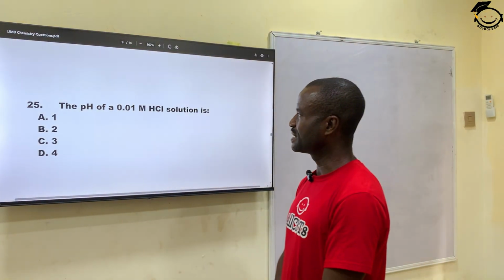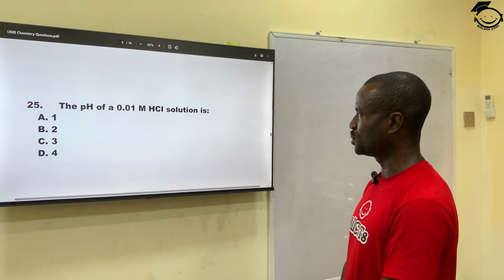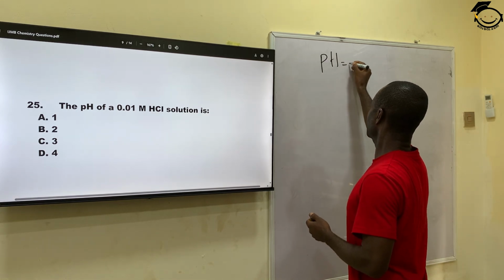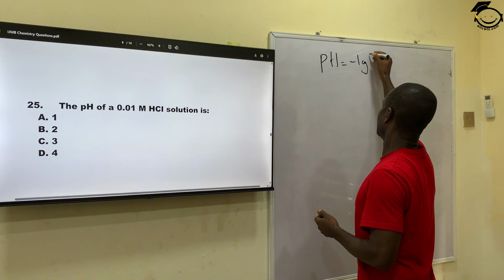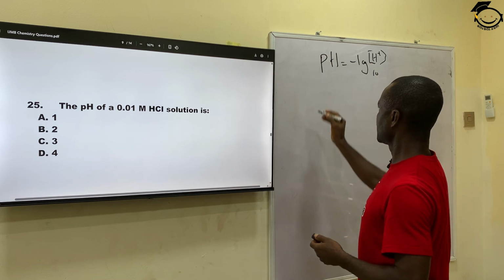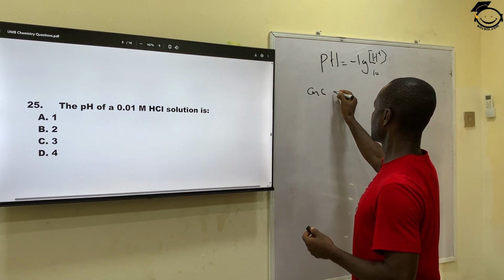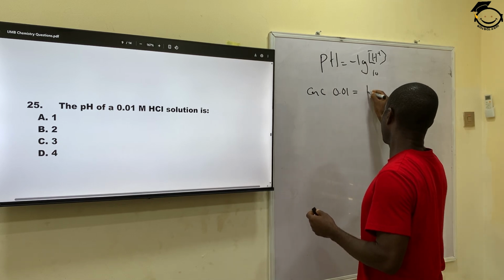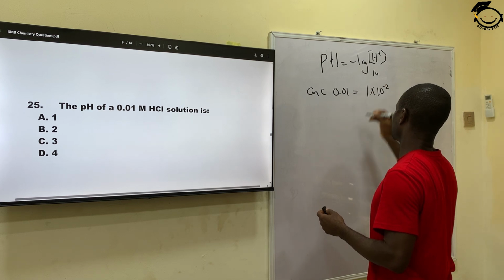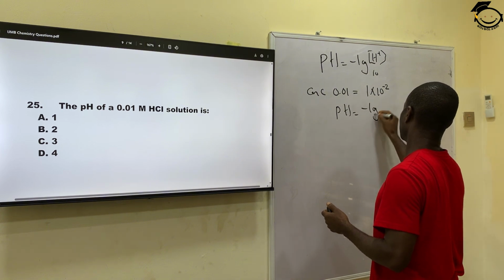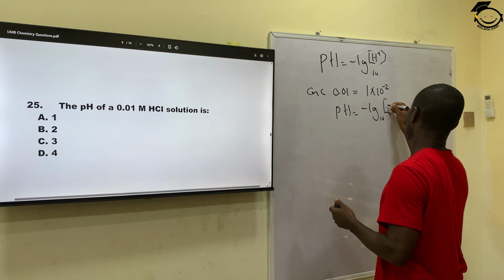Okay, question 25. The pH of 0.01 molar HCl solution is... pH has an expression: negative logarithm of hydrogen ion concentration to base 10. So in this case, we've been given the concentration of the acid to be 0.01, which is equivalent to 1 times 10 raised to power minus 2. So in this case, pH equals negative log to base 10 of 1 times 10 raised to power minus 2.